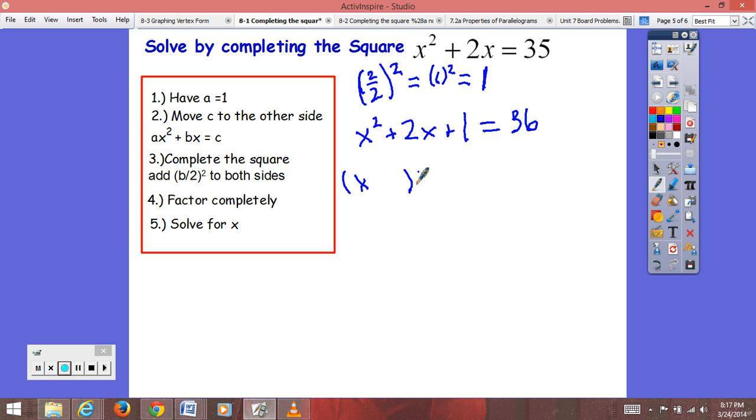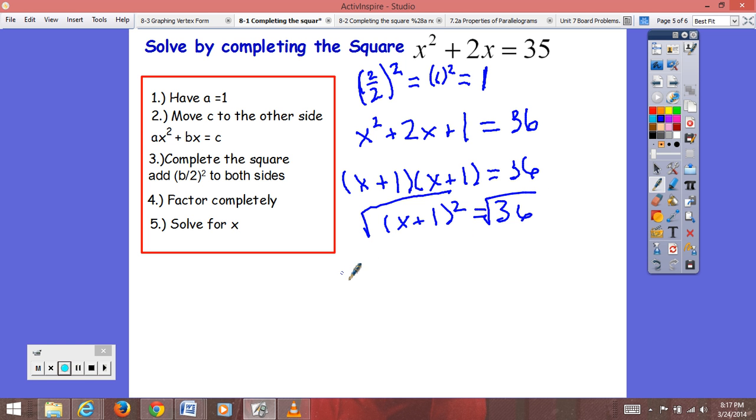Factors of 1 that add up to 2. We only have one factor of 1, and that is 1. So we have x plus 1 squared. We have our same two factor groups. So it gives us x plus 1 squared equal to 36. Take square root of both sides.